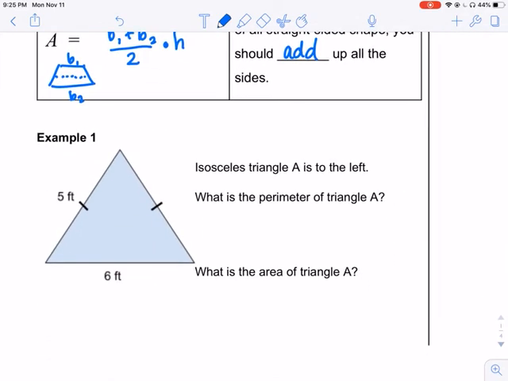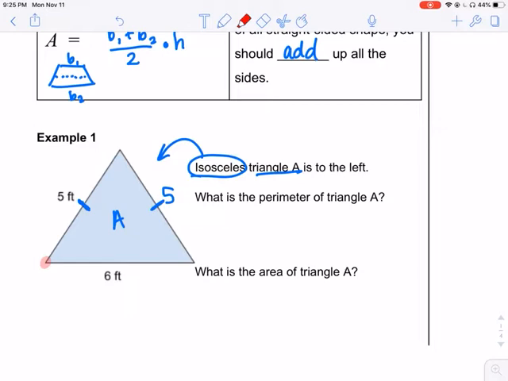Example 1 says, isosceles triangle A is to the left. The word isosceles means it has two sides that are the same, and we can see they're marked by these tick marks here. So if that's 5, then this is also 5 here. This is triangle A. It says, what is the perimeter of triangle A? Perimeter means we're going to add up the sides.